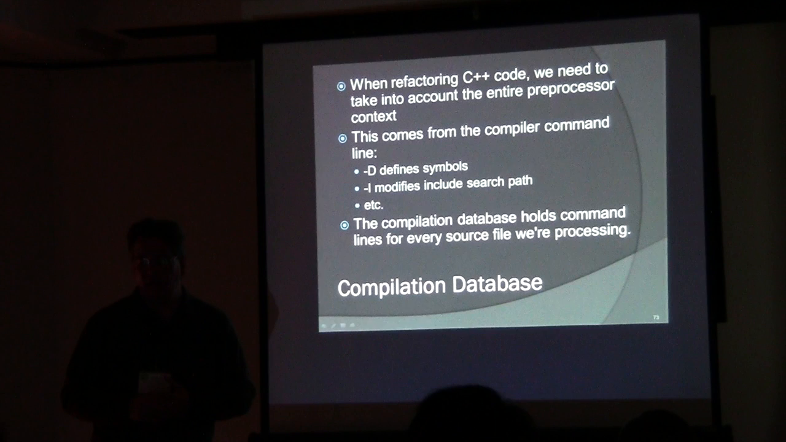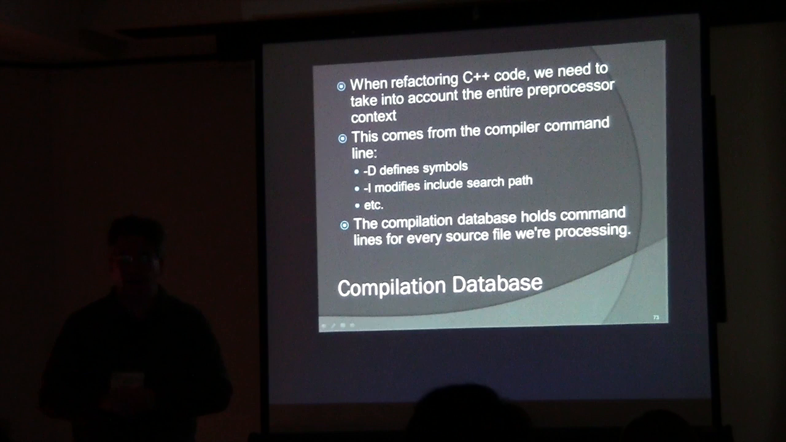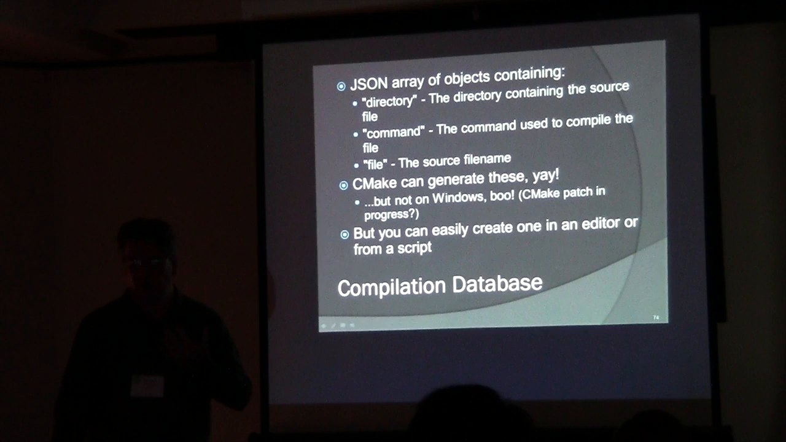The way that Clang for the refactoring tool infrastructure has decided to support that is to use this thing called a compilation database. And it basically contains the full compile command for every source file that you build. And it's just a JSON array of objects containing three attributes on each object: the directory containing the source file, the command line used to compile the source file, and the source file name.